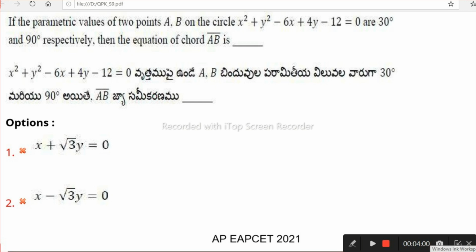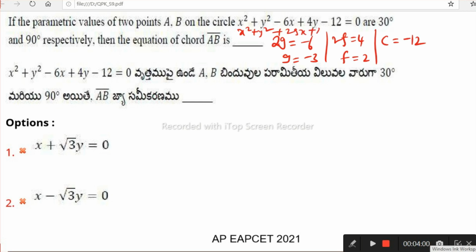When A and B are given by parametric angles 30 and 90, the equation of the chord, there is a super formula. What is that, I'm using here. First we take the given equation of circle: x square plus y square minus 6x plus 4y minus 12 is equal to 0. From this we can collect 2g is equal to minus 6, means g is equal to minus 3. 2f is 4, f is 2, and the constant c is minus 12. We compare, this is in the form of x square plus y square plus 2gx plus 2fy plus c, the general equation of circle.